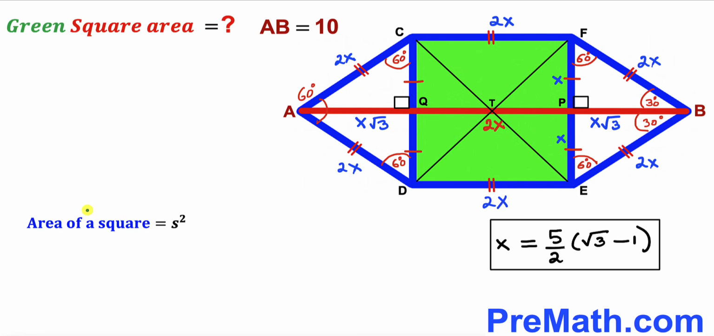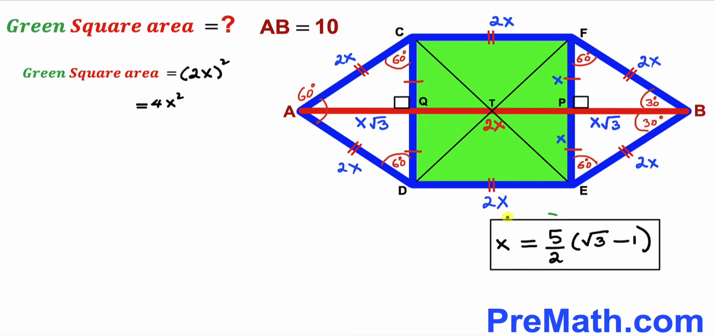And now let's recall the area of a square formula. Area equals s square, where s represents the side length of the square. And in our case, the side length of this green square is 2x. So therefore the green square area is going to be simply 2x whole square. And we know our x value is right here. I'm going to substitute that value over here.